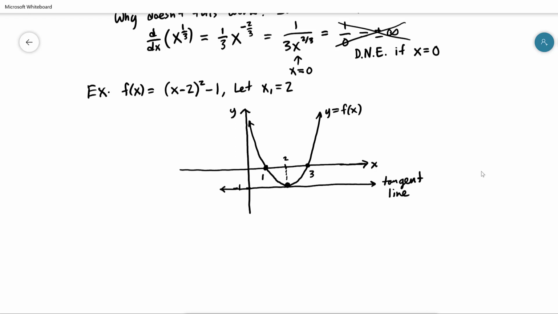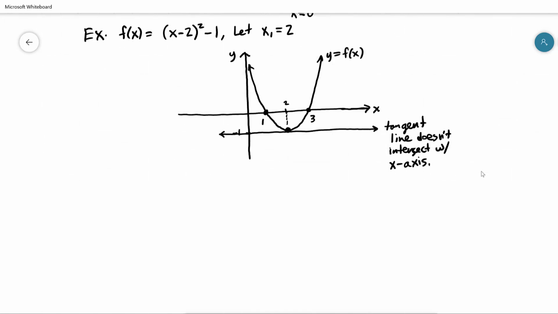We're trying to find where that line intersects with the x-axis to get our second guess, but in this case it's parallel to the x-axis, so our tangent line doesn't ever intersect with the x-axis. It doesn't have any zeros, so we're never going to get a second guess. So basically, in our formula, again, what is the issue?